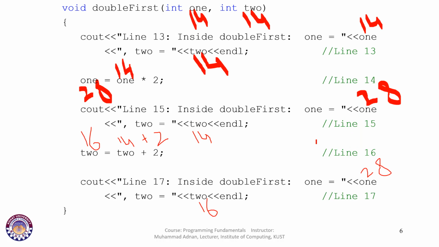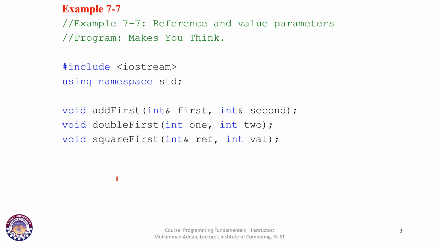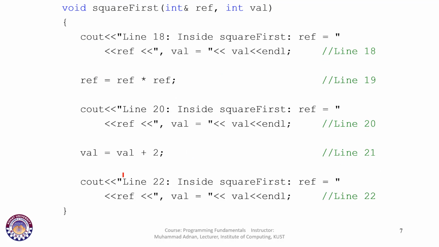So with that, let us go back to our main function, and now we are going to call this square first function. So in square first, the first value is the address, whereas the second value is just a copy of this variable. So in the first case we are passing the address of num, and in the second case we are just making a copy of num.